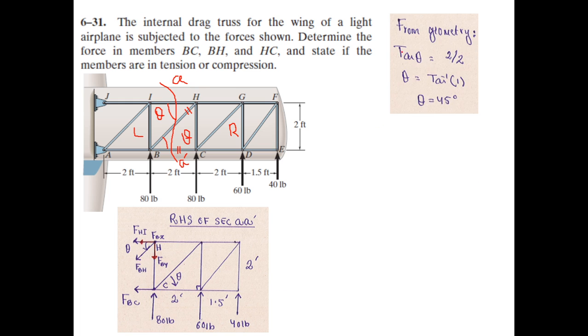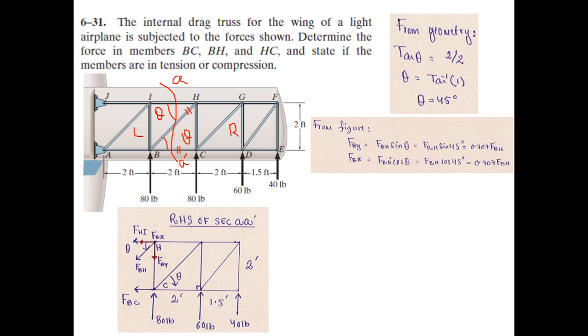So let us find the angle theta first. Tangent theta is equal to 2 by 2 because this is 2 feet and this is also 2 feet, and you can straight away get the value of angle theta, which is 45 degrees. So this angle is 45 degrees. And what else you can do is resolve this FBH into its components FBX and FBY. You already know this angle 45, so it is pretty simple to resolve this force FBH into its components. So FBX is FBH cos theta, which is nothing but 0.707 FBH, and FBY is FBH sin theta, which is 0.707 FBH.